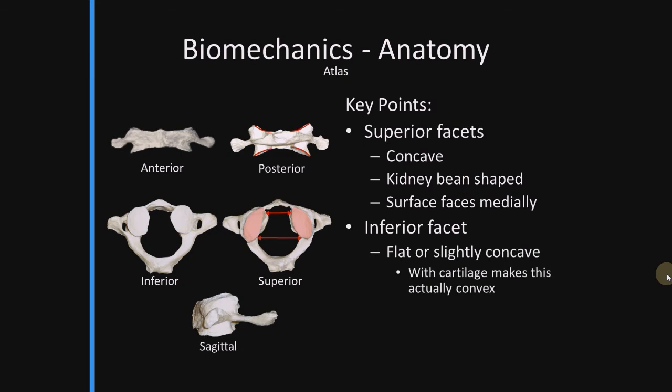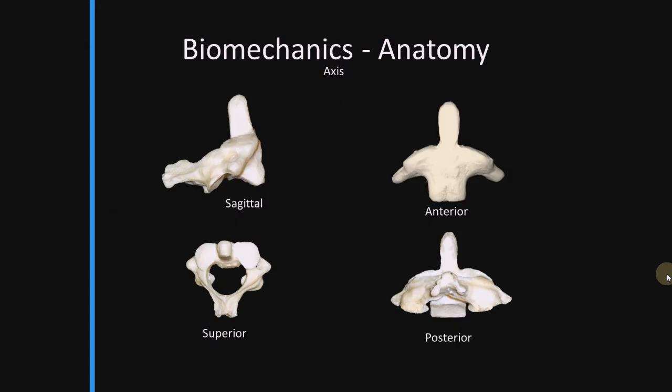The inferior surface of the C1 vertebrae has flat or slightly concave surfaces that are oval in shape and also face slightly medially. When we look at the C2 vertebrae with the dens in the front, we have the superior surface of C2, which is convex, in order to articulate with the inferior surface of C1.